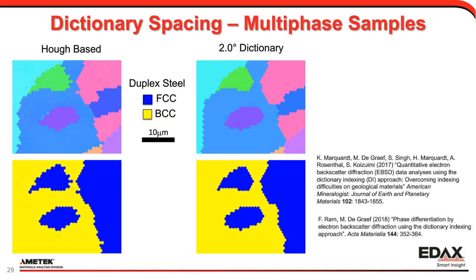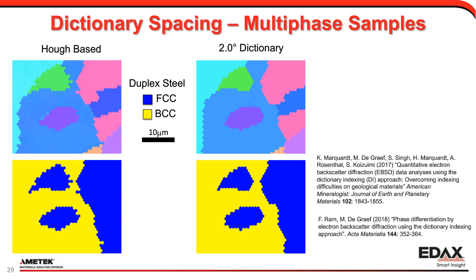I did mention multi-phase samples. And so here's an example using a 2-degree dictionary. I've done it on a very low resolution map just so you can see the details. So we're looking at a simple duplex steel with an FCC and a BCC phase, the FCC in blue. And you can see in the Hough-based that the edges or the interfaces between the two phases are a little bit rougher compared to the dictionary results, suggesting that the dictionary results give us a little bit better deconvolution of the patterns, or in the cases where we have mixed patterns at the interfaces between the two different phases, which is an interesting result.